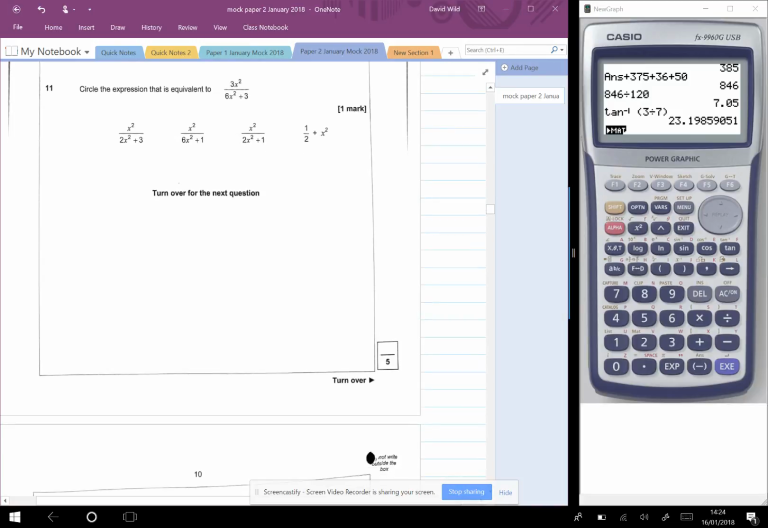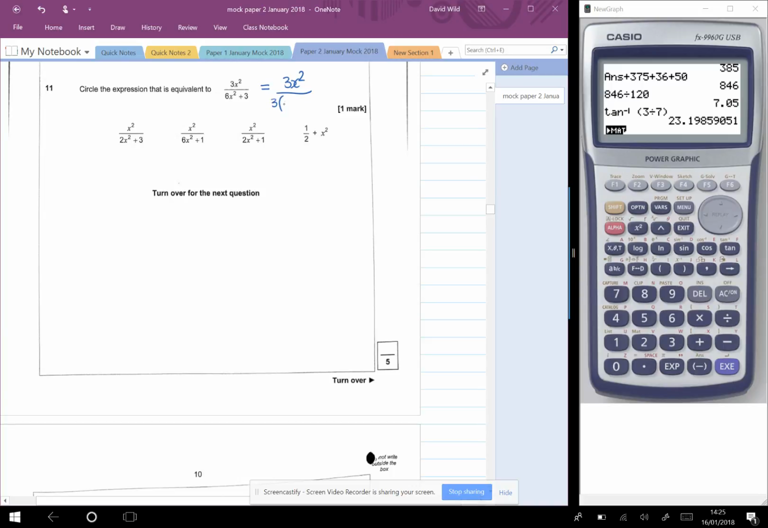Question 11. Circle the expression that is equivalent to this, which certainly seems as though we have to do some sort of factorization process that's going on here. What is common to numerator and denominator? Well, there aren't any x's there, because this term here doesn't have any x's. But we could certainly factorize the denominator. 3 is common to both of these terms, so let's take out 3 as a common factor.